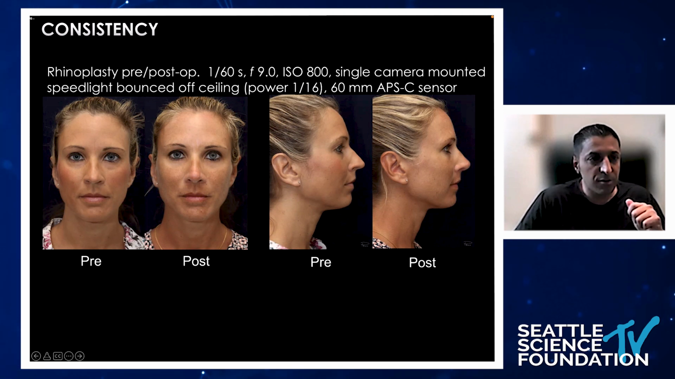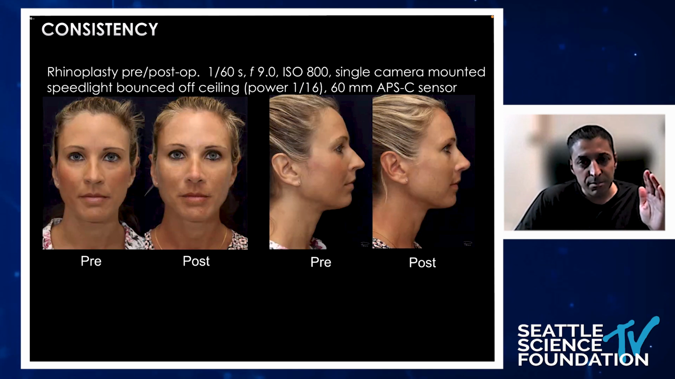And so you can see on the frontal view that her tip preoperatively was a little bit ptotic, and now it's been rotated upwards. And then on the profile view, she had a slight dorsal hump. And again, the tip was a little bit ptotic. We rotated the tip upwards and smoothed out that hump naturally. And so again, the consistency in lighting, consistency in positioning is critical.